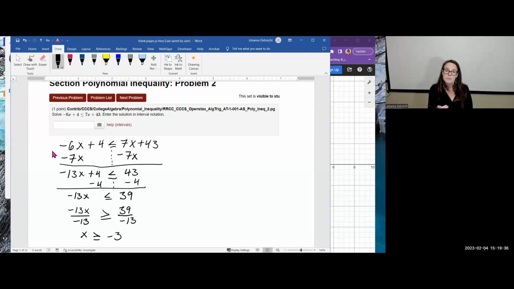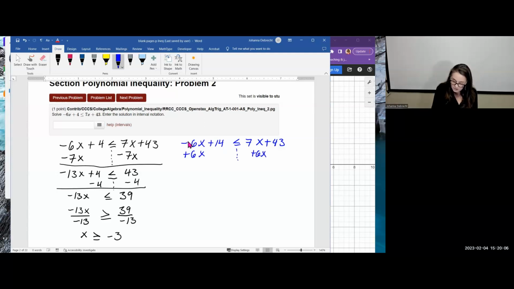Now let's rework the same problem, but this time we're going to avoid that rule by moving the smaller of the two variable terms. So we're going to start back over, and I'll change colors so that you can see the new color. So starting back over at our original problem, this time I compare the two variable terms, negative 6x and 7x. Negative 6x being negative is smaller. So I'm going to move that term by adding 6x to both sides of the inequality. There's the balance point. And this will give me 14 on the left, less than or equal to 13x plus 43.